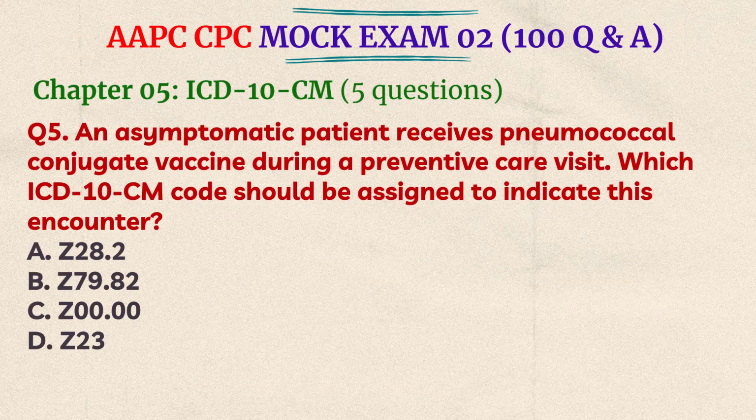Question number 5. An asymptomatic patient receives pneumococcal conjugate vaccine during a preventive care visit. Which ICD-10-CM code should be assigned to indicate this encounter? So there are 4 codes available. Take your ICD-10-CM code book and find the answer. So here you have to highlight this is a pneumococcal conjugate vaccine during a preventive care visit. So when you look at the codes, there are 4 Z codes used. So you can use the elimination method to find the answer.